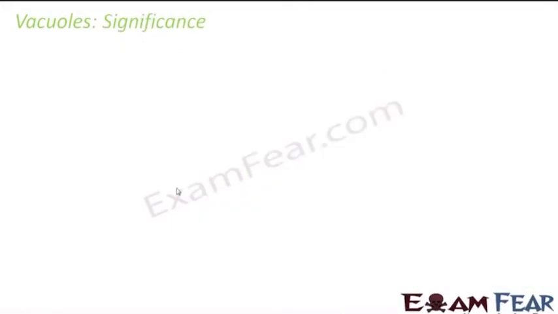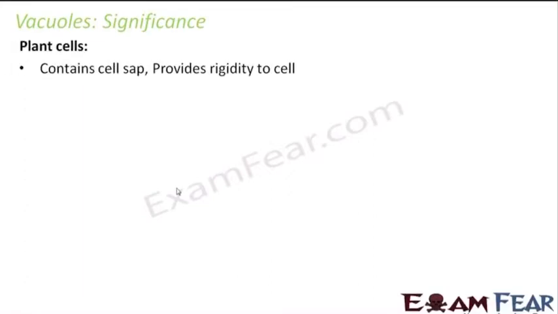Okay. What is the significance of vacuole? What purpose does it serve? In plant cells, it contains cell sap and therefore provides rigidity to the cell. So it makes the plant cell quite rigid. You can see that there are several things which provide rigidity to the plant cell. For example, you have the cell wall, which is again an additional feature of plant cell, and that also provides rigidity to the plant cell.